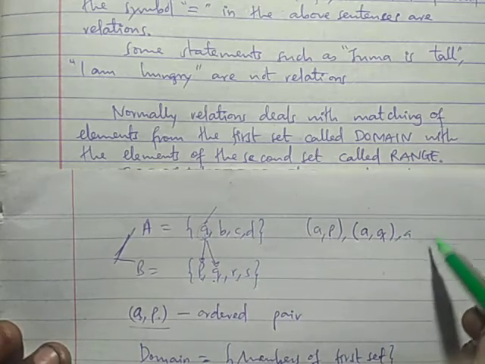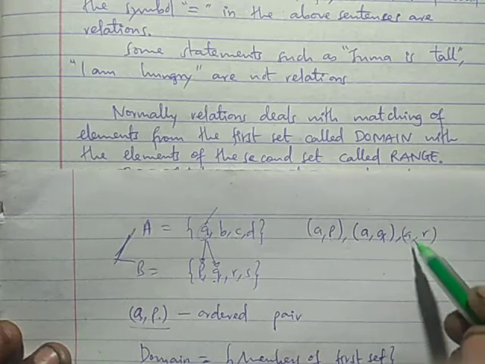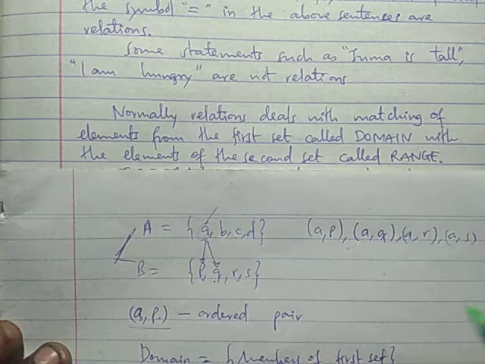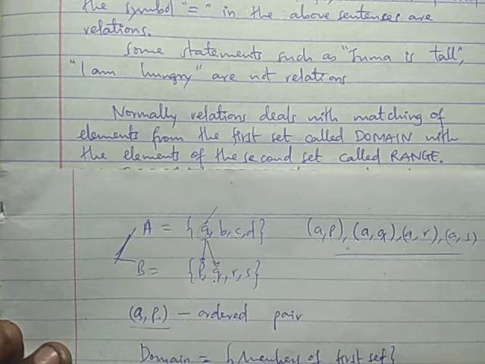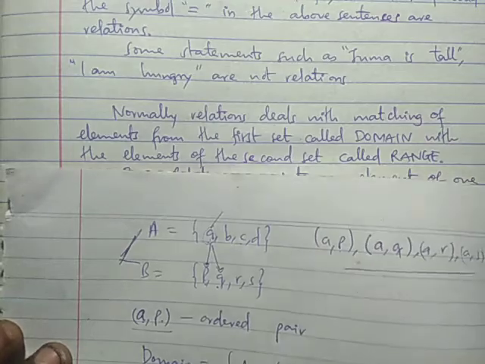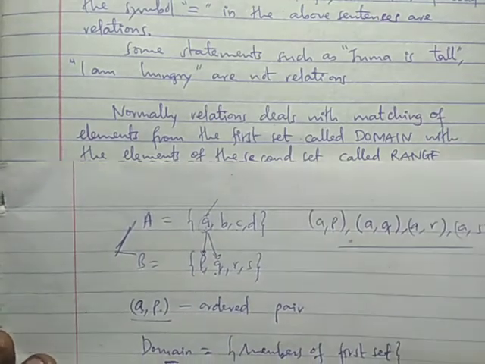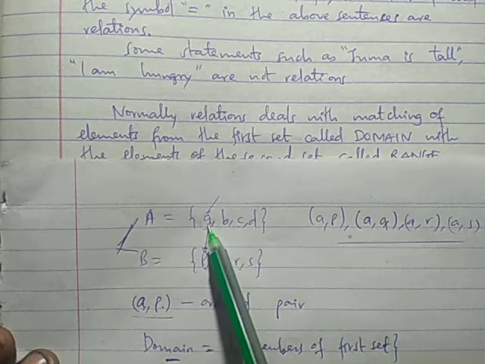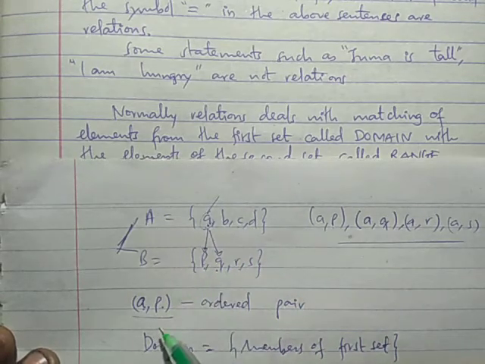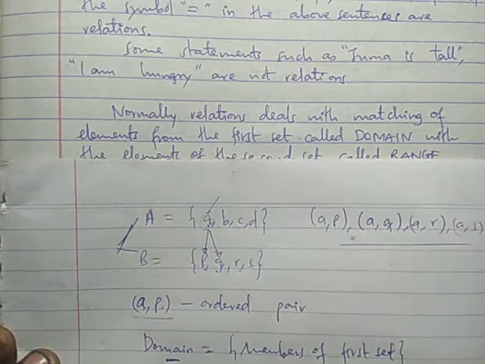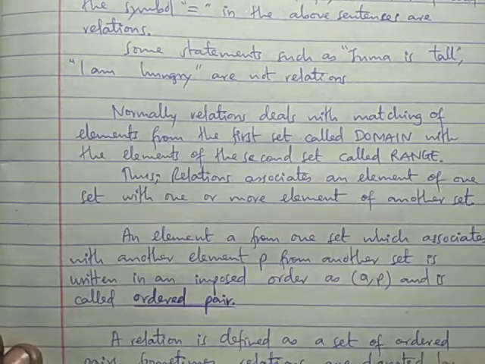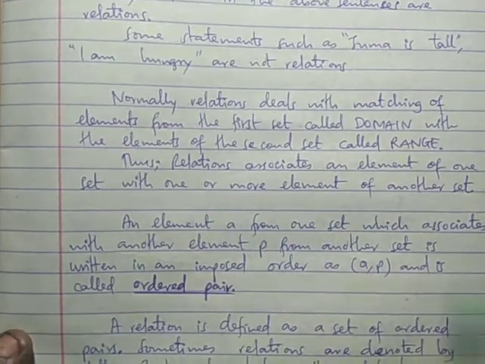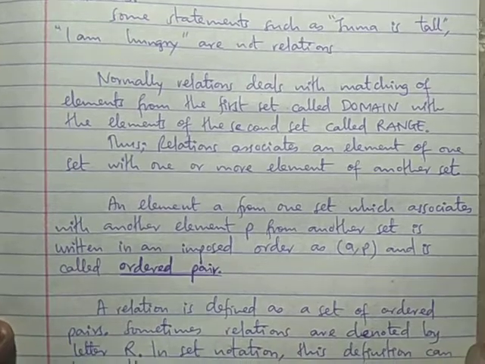In relation there is no problem, but functions they are different. We may have A, S. So in relation hivi vyote vinaweza vika exist, lakini kwenye function haviwezi vika exist. Why? Hiyo ni kwa sababu function huwa tuwezi tukawa tuna member of first set akaenda kwenye two members of second set, lakini don't worry about that, you study it in functions. So relation associate an element of one set with one or more element of the another set.